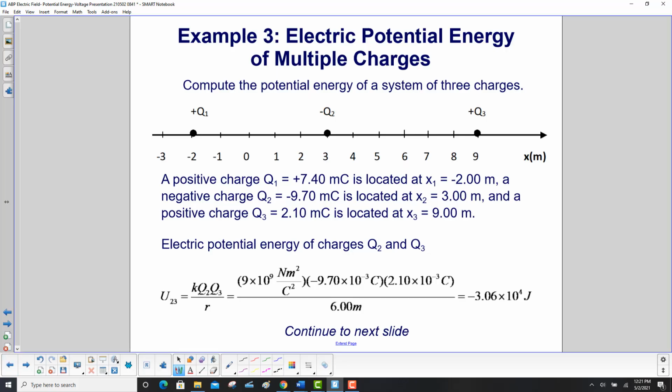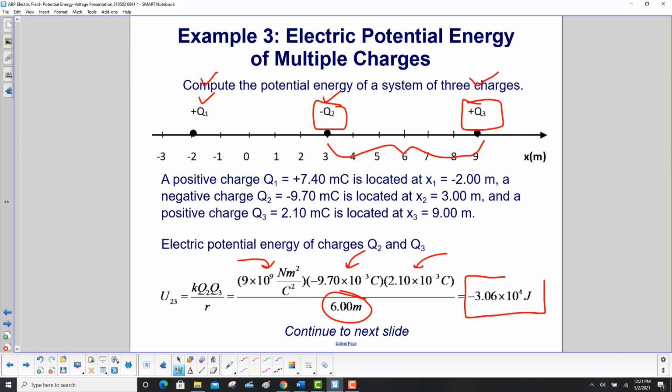So we've computed the potential energy between Q1 and Q2, between Q1 and Q3. What does that leave out? Now we have to do Q2 and Q3, and that's the last pairwise computation. So here's K, Coulomb's constant. Here's Q2. Here's Q3. And then what's the distance between these two charges? Well, you go from 3 to 9. That's 6. That's our distance. Do the calculation. Minus 3.06 times 10 to the 4th joules.